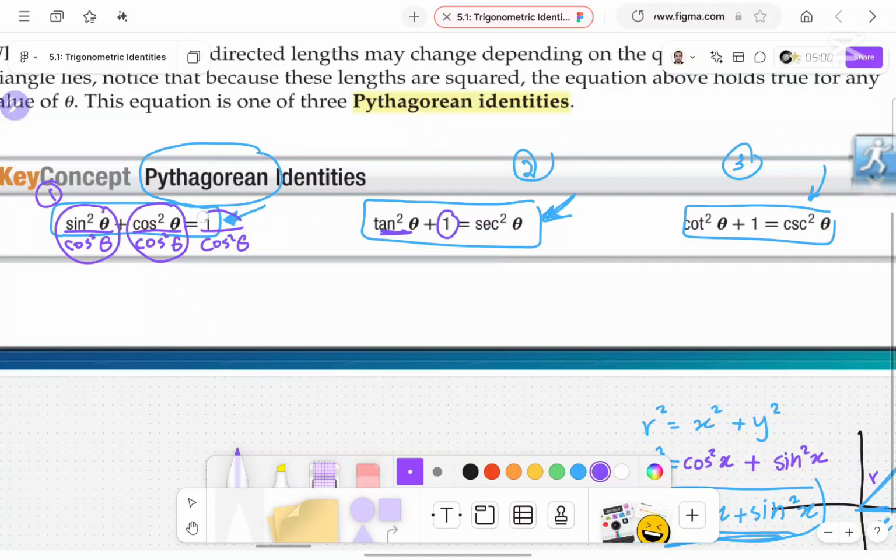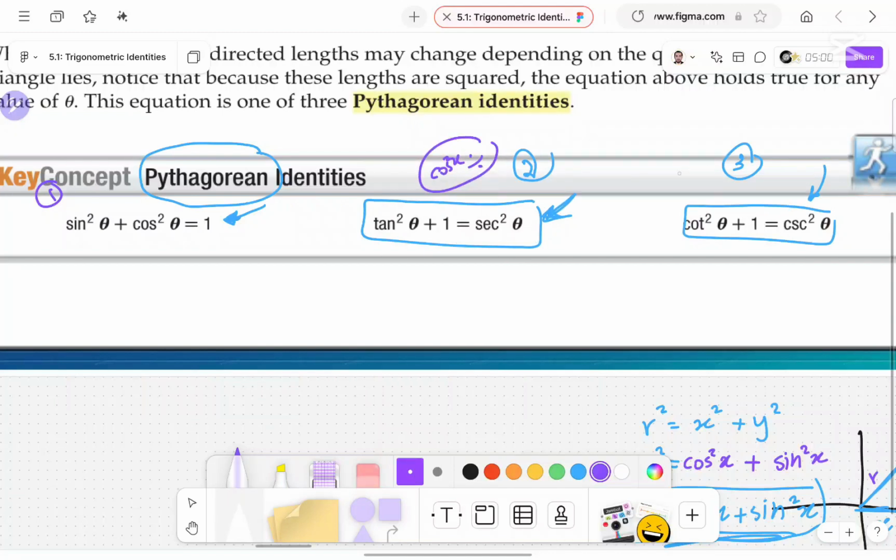Now 1 over cosine squared, this is the reciprocal identity. Reciprocal, 1 over cosine is secant, so it's secant squared. So now if you divide everything by cosine squared, you will get the formula number 2. So this one, if we divide everything by cosine squared, we can get this formula.